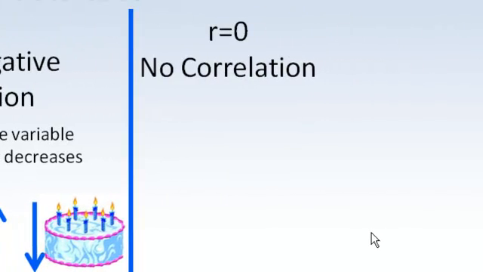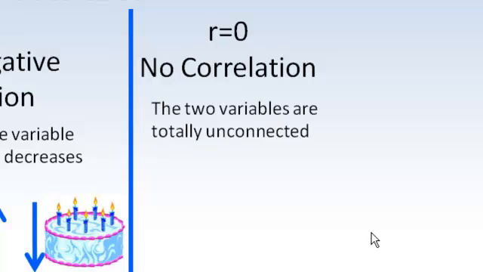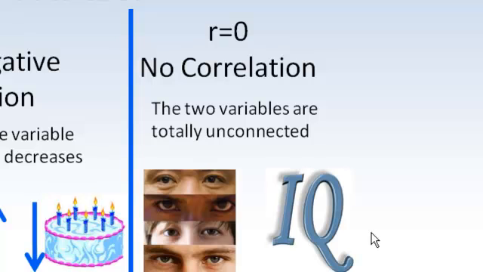Okay, if there's no correlation, however, that means that the two variables are totally unconnected. There's no connection between them at all. So for example, your race and your IQ are completely unrelated. There's no correlation to them at all. It's not as though African American people are more intelligent or Asian people are more intelligent or white people are more intelligent. There's no correlation between those two data sets.